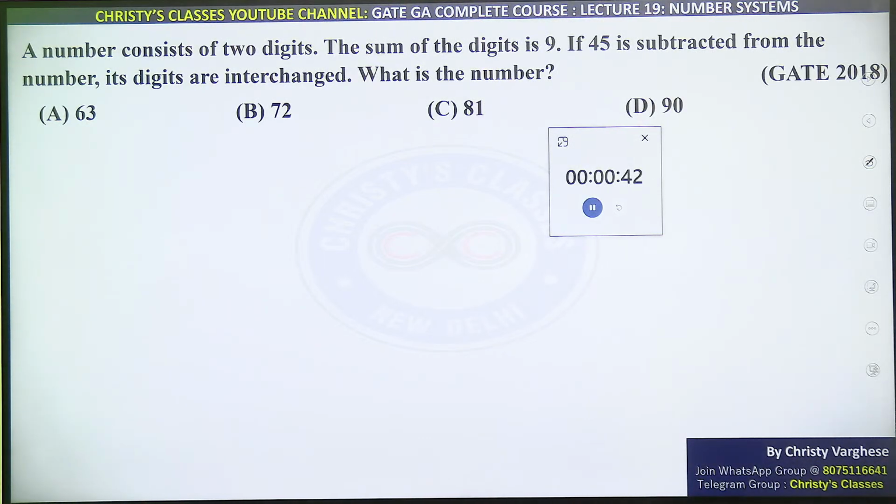Any of you got the answer? Very good. Okay, most of you got it. So you can do this question with elimination method or direct method, both are fine. Just a minute.